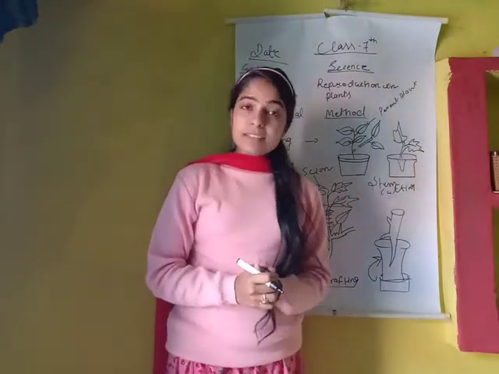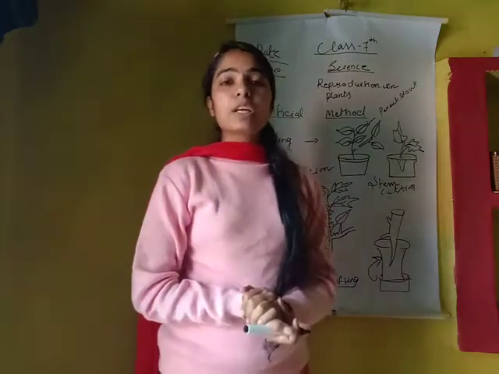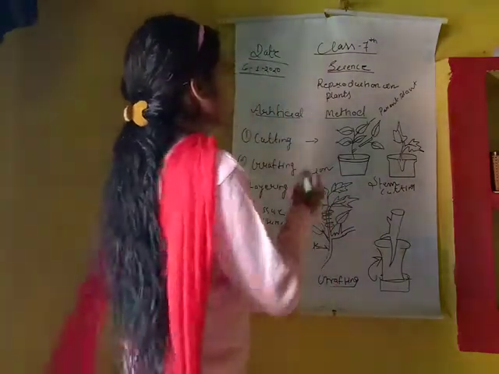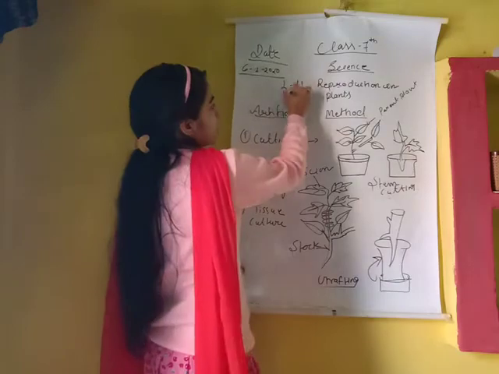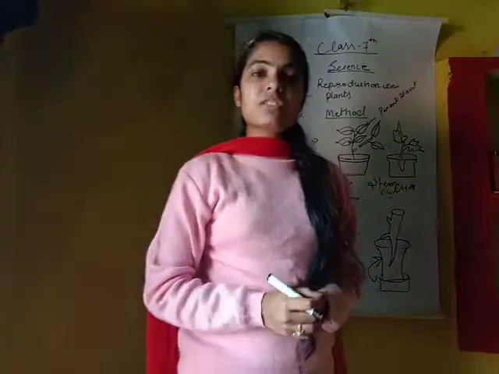Okay, so students, in class 7th, as you know, I have started your chapter 11. And what is the name of chapter 11? The name of chapter 11 is Reproduction in Plants.